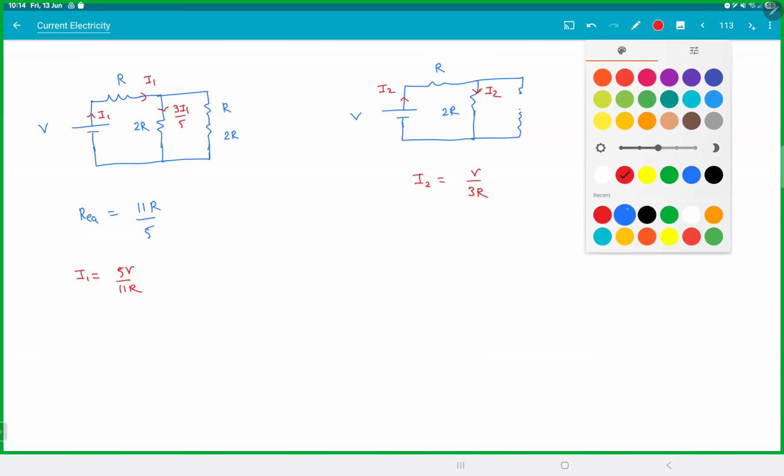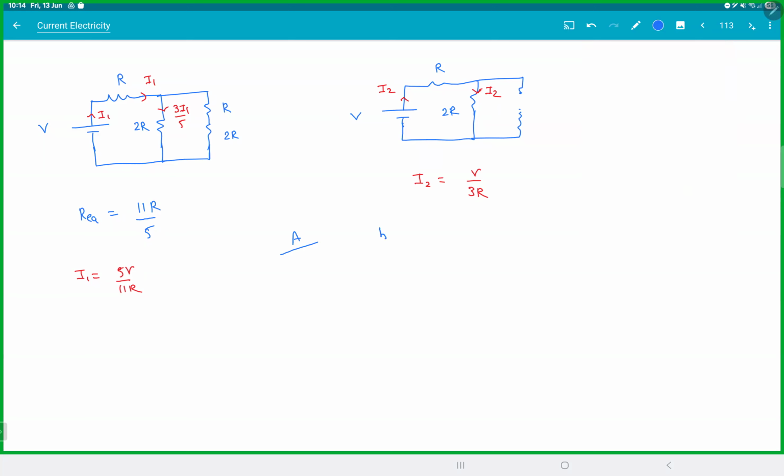So now we are comparing A's brightness before and after. Before it was power what? I1 squared R. Now it was I2 squared R. R goes off anyway. So this thing will be 25 by 121 and this thing is 1 by 9. Which is bigger? That is 9 into 25, 175 is to 121. So A became dim, right? So you have to compare before and after shorting. You're not comparing A and B. So if you look at B, same thing.